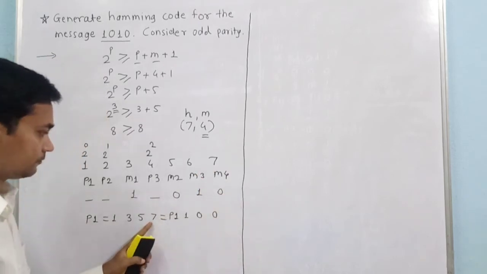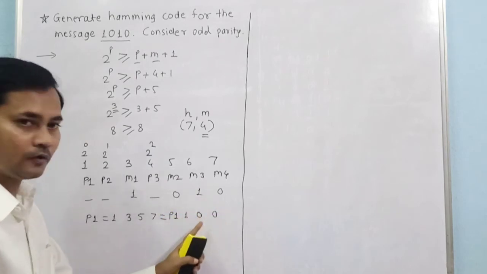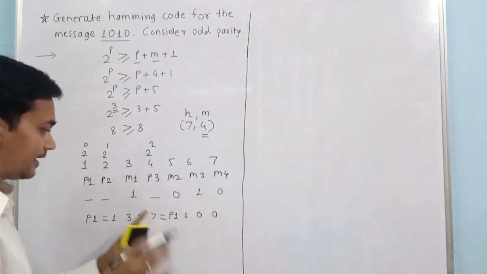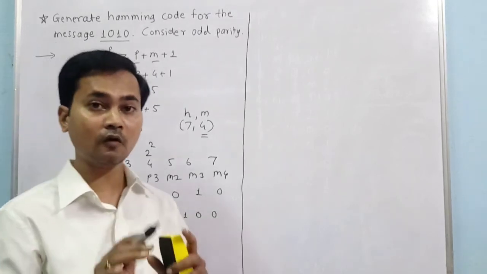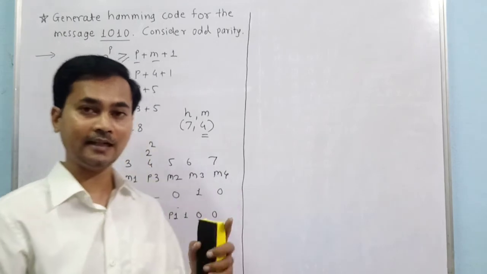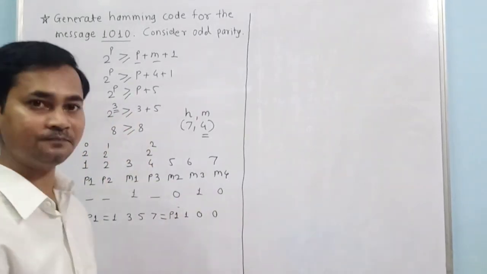Okay, now to make this 4-bit value odd parity, the condition is that this 4-bit value should have an odd number of ones. That means then and only then can we say that this is odd parity.